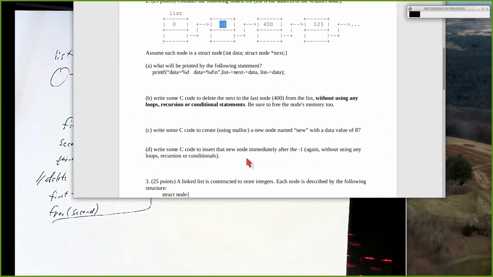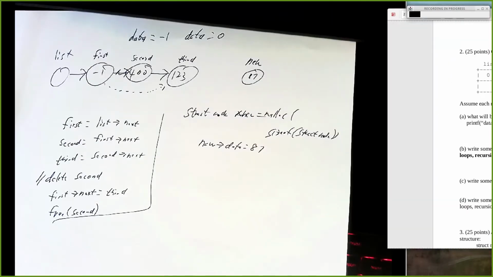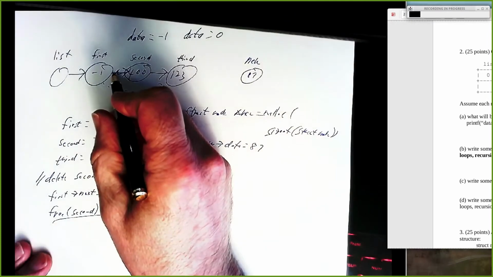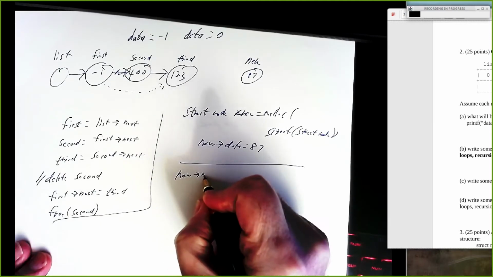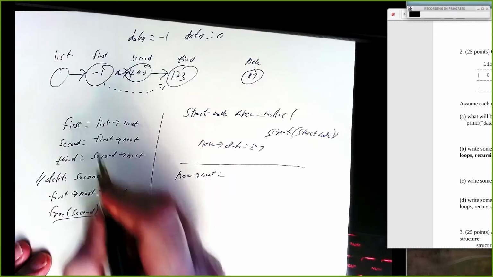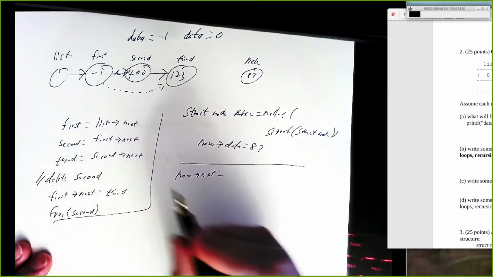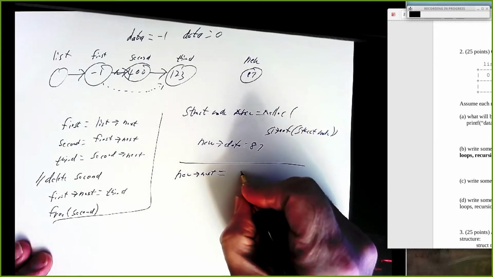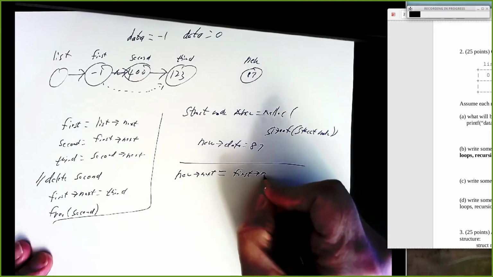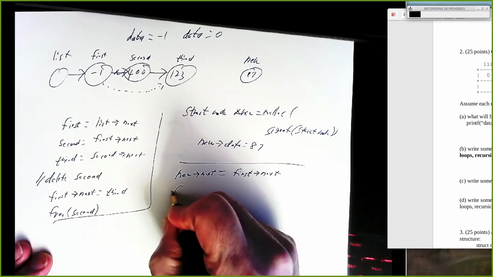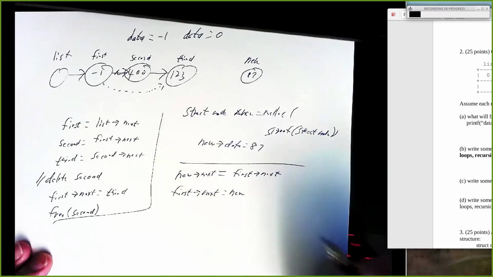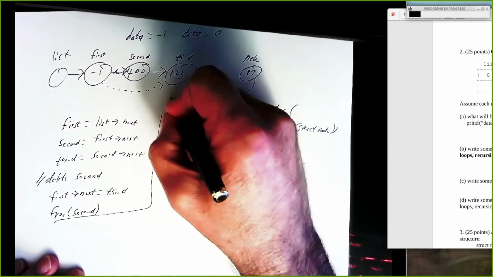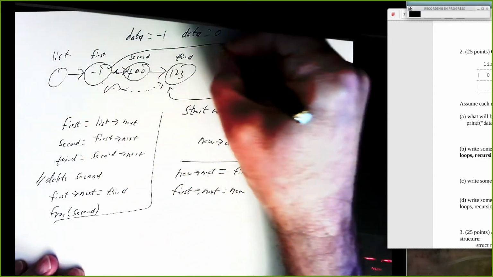And then for D, write some C code to insert that node immediately after the -1. So I want to squeeze it in right here. And so how do you insert a node? Well, new next equals, and assuming I've already named this node first, it should have my new node point to whatever my first node is pointing to. And then my first node points to my new node. So that sets this up to point here, and it sets this to point there.